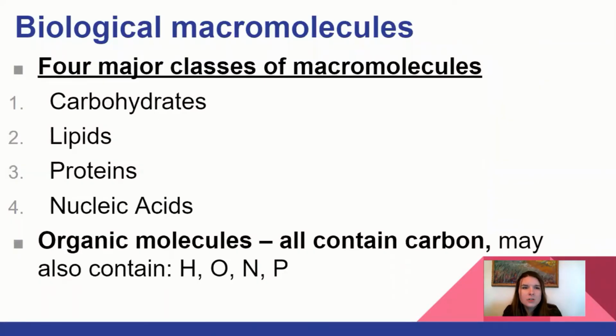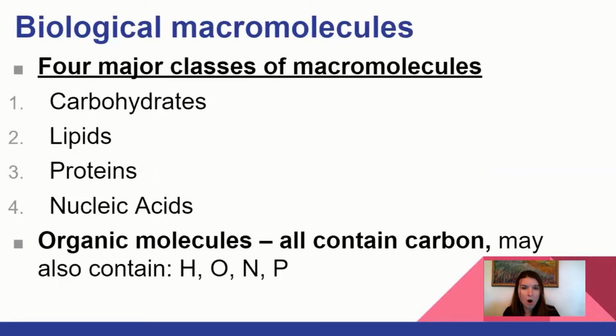Okay, so we have four major classes of macromolecule. A macromolecule is a larger molecule, still based in carbon, but we're going to have four different types, each of which are going to have different properties. Some of those are going to be chemical, so they're going to react in different ways with, for example, water, and some of them may be physical, so whether they are liquids at room temperature, for example.